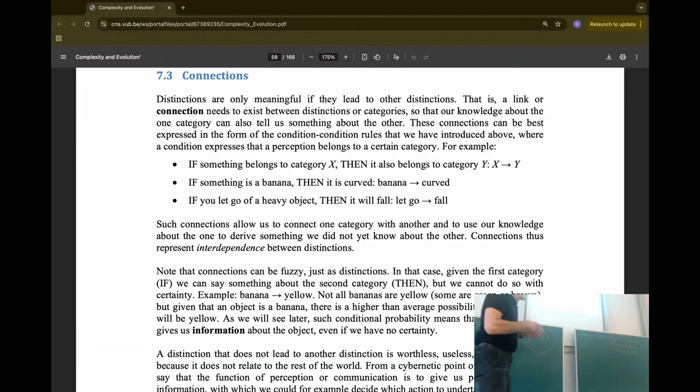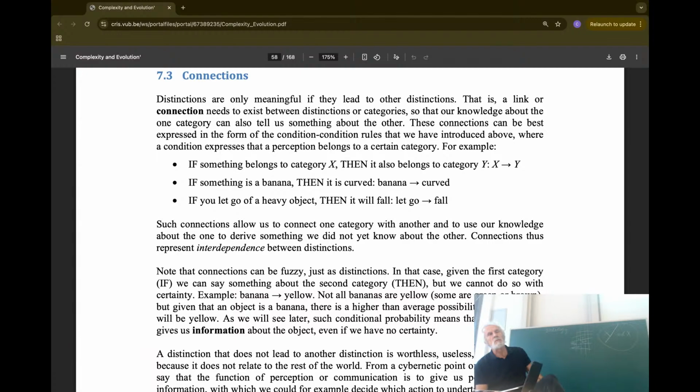And that is a principle that was very nicely formulated by one of the cyberneticians, Gregory Bateson. He called it a difference that makes a difference. So the difference is the original distinction. That makes a difference, that means, given that difference, I can derive some other difference from it.